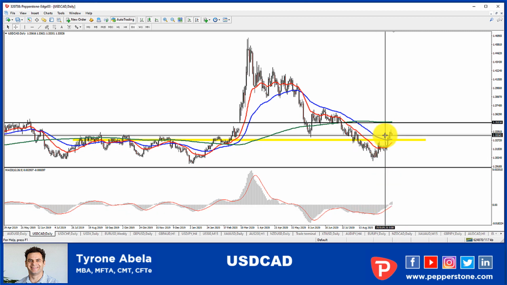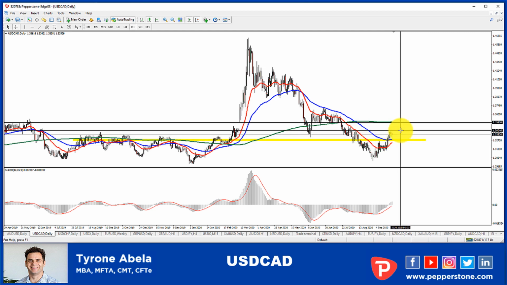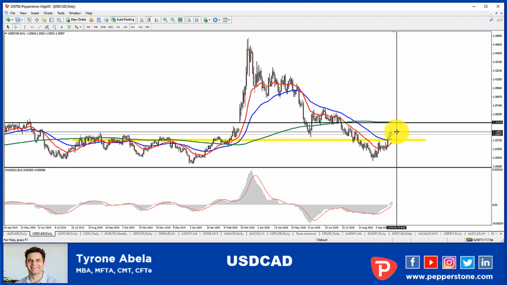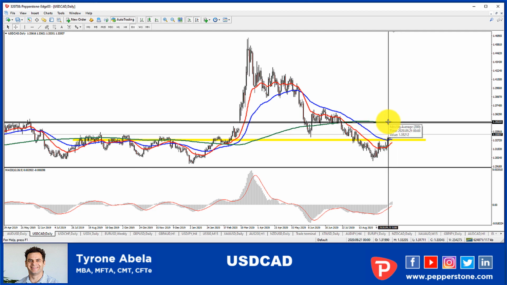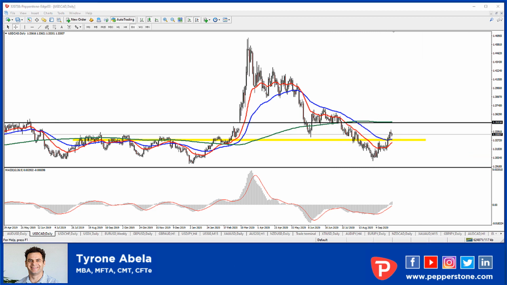And MACD is still giving it plenty of power. So in the first instance, probably aim for around that 134, and then a broader picture, aim for the 135 area where the 200 moving average will probably pull it up in the shorter term.